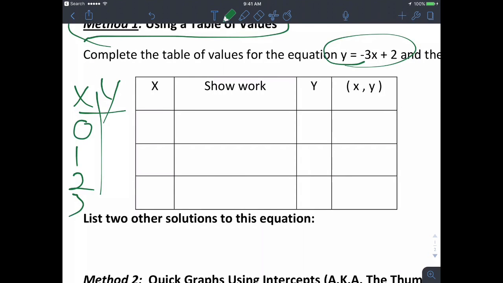All right, so this first column is the x column, just like this one over here. So I'm going to go ahead and put my values 0, 1, 2. All right, and then we're going to find out what y is, and we're going to show our work over here. We're going to plug in the x, and then we're going to find the y.